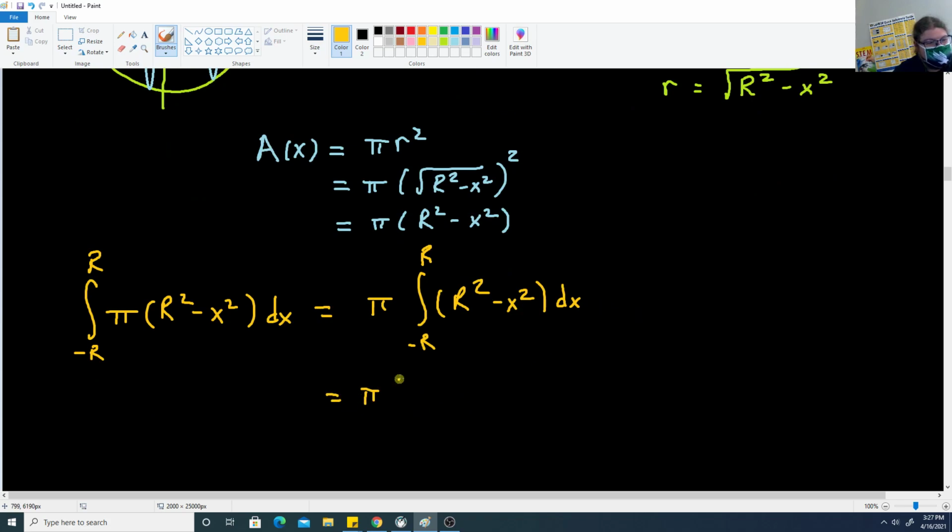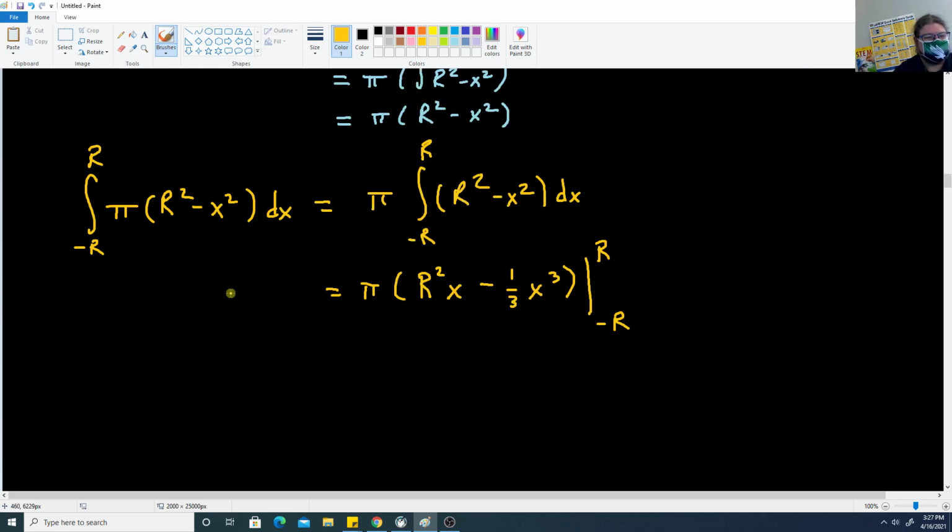We get pi times the integral of R squared. R squared is a constant. We're integrating it with respect to x, so we just put an x after the R squared. You treat the R squared like it was 7. If I integrated just 7, I would get 7x. Here we have R squared, so I integrate it with respect to x. I get R squared x, minus the integral of x squared, which would be 1/3 x cubed. And we would be evaluating this from negative R up to positive capital R.